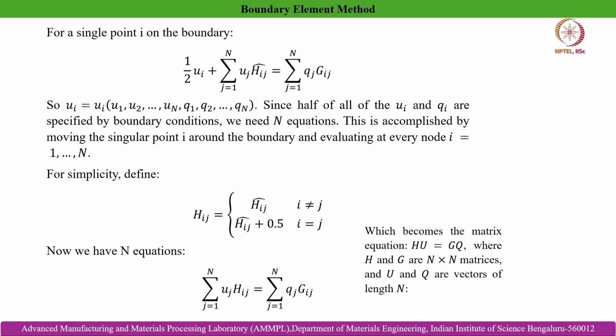For simplicity, we can define H i j equal to H bar i j when i is not equal to j, and equal to H bar i j plus 0.5 when i is equal to j. This becomes the matrix equation H u equals G q, where H and G are n cross n matrices and U and Q are vectors of length n. So from here we arrive at this; at the boundary nodes, this equation reduces to this. We will see how to formulate the matrix equations for the domain interior in the next slide.